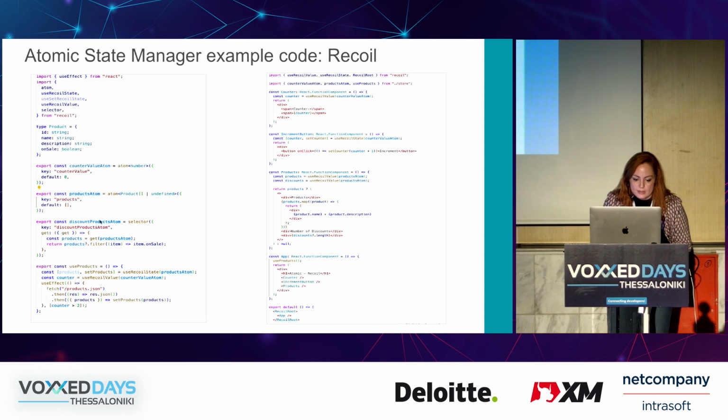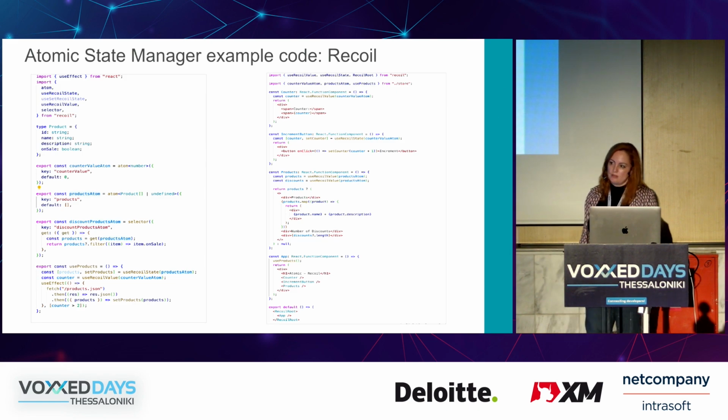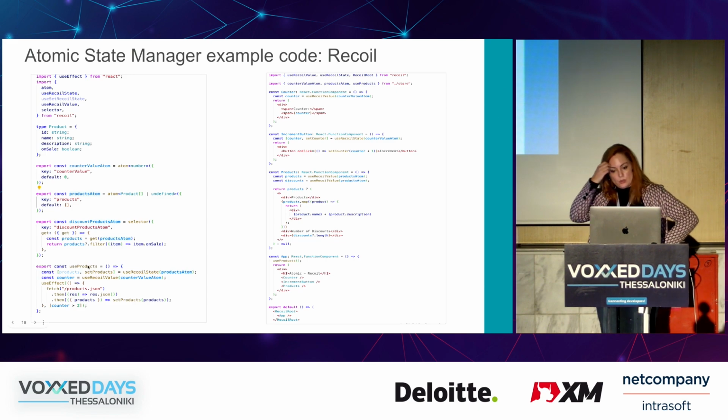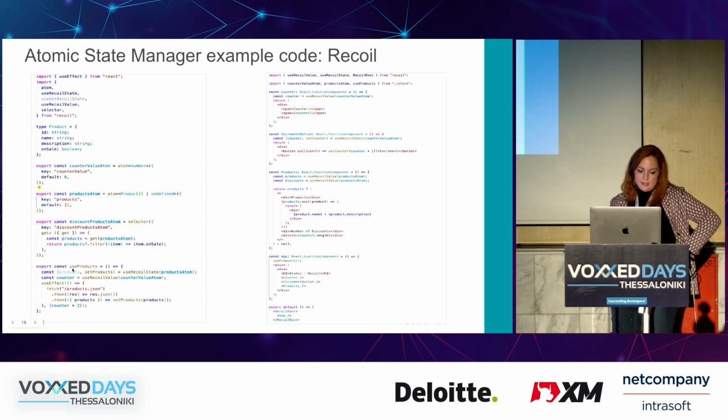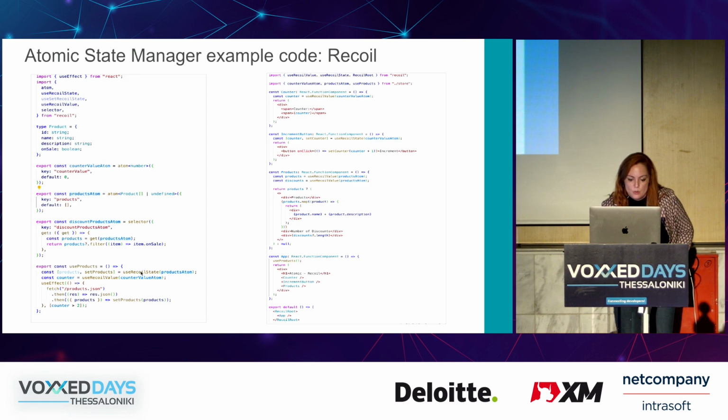You can see here how we write a selector. On the variable name, we give the name of atom, because they are atoms actually, but derived atoms. You can see how we can get the products, for example. Here I'm using a custom hook that I will use later at the component level, but you can see here how we can use the custom hooks from Recoil in order to read and set values.